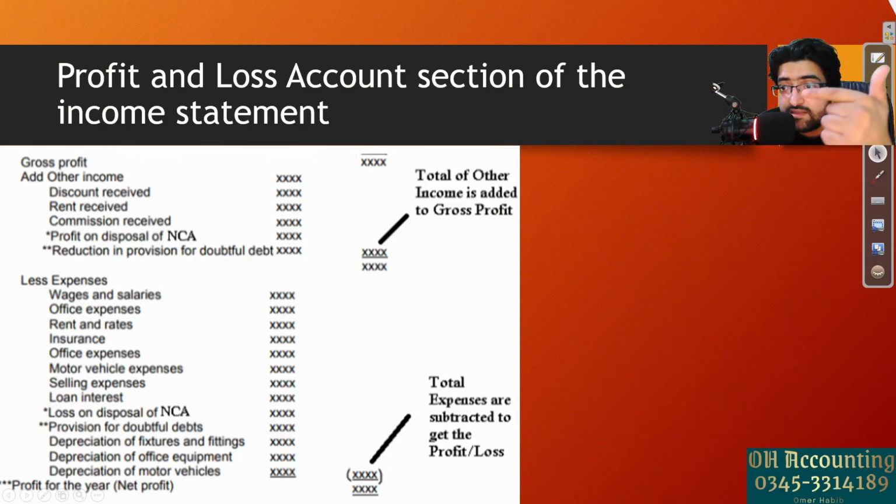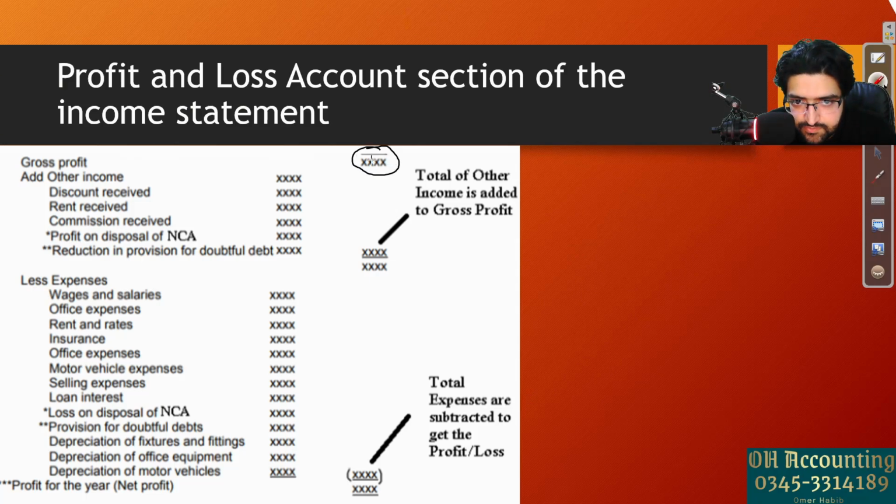Now, the second section of the income statement, which is called the profit and loss account section. Okay, once you have the gross profit, which is this, I'm only showing you the bottom part now, because usually businesses have other expenses as well. Apart from cost of sales, businesses usually have other expenses as well, right?